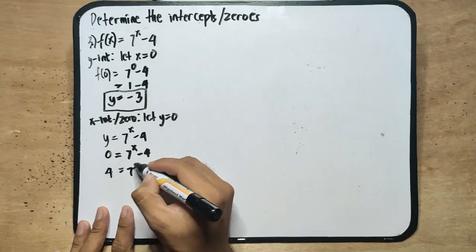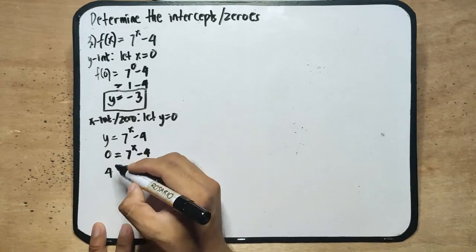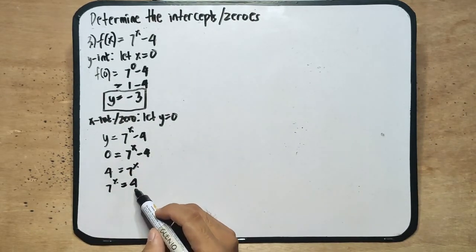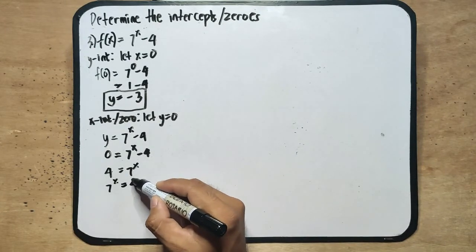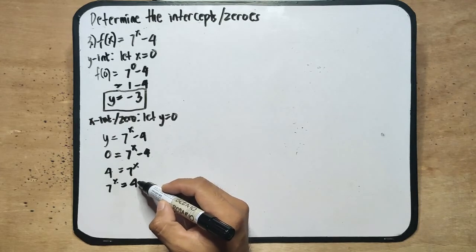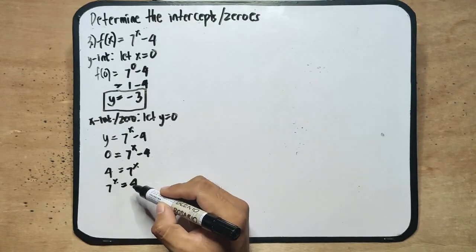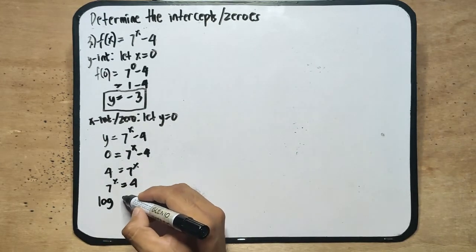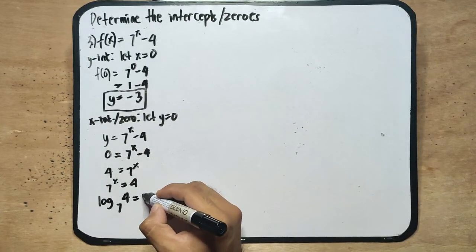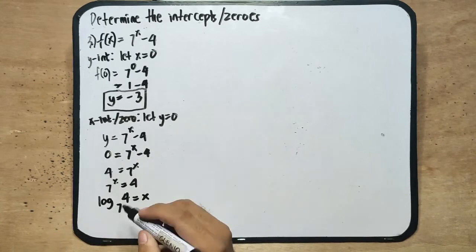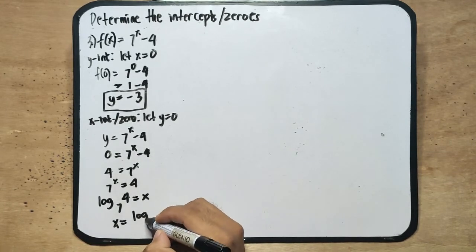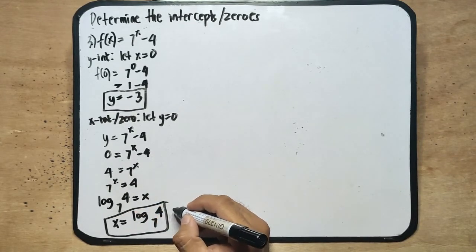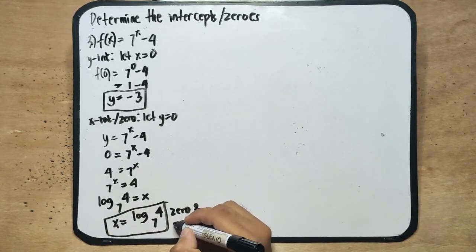So 4 is equal to 7 raised to x. Since they are equal, we can interchange them. We have 7 raised to x is equal to 4. So as you can see, we cannot write this in terms of 7 as the base. So we use logarithms. We transform this to logarithmic form to obtain the x-intercept and the 0. So we have the logarithm of 4 to the base 7 is equal to x. So we can swap them. We have the value of x here is the logarithm of 4 to the base 7. This now is the 0 and the x-intercept.